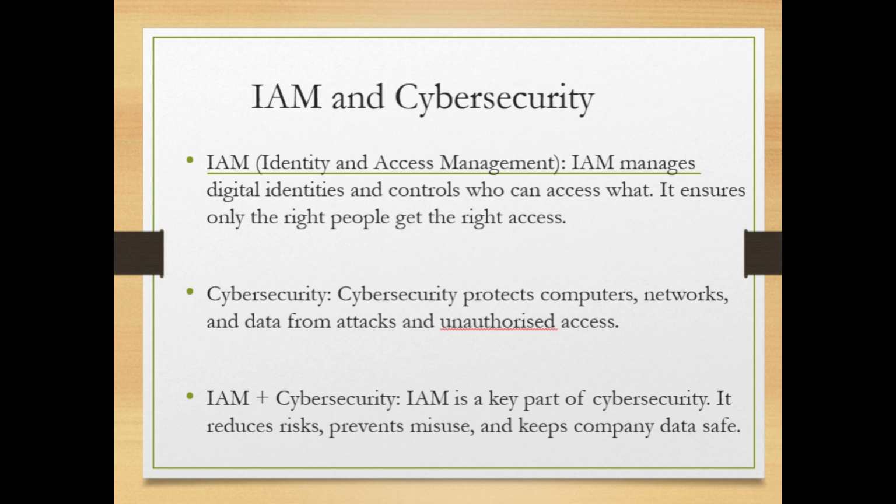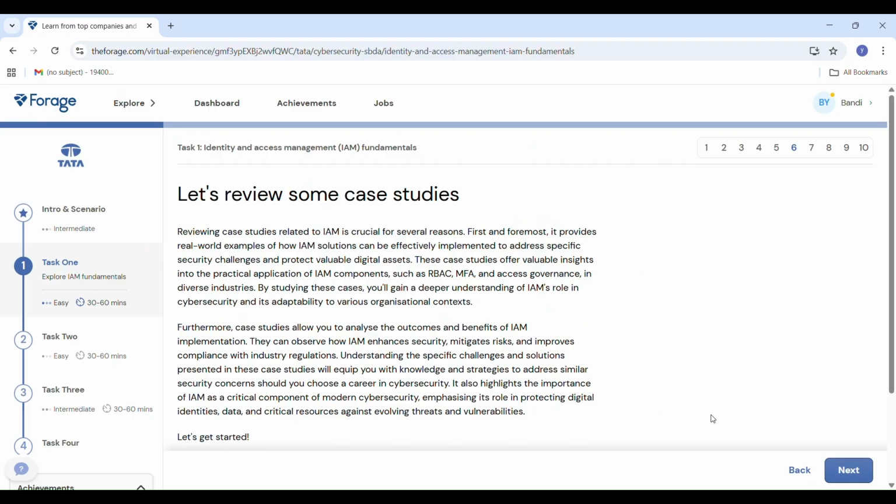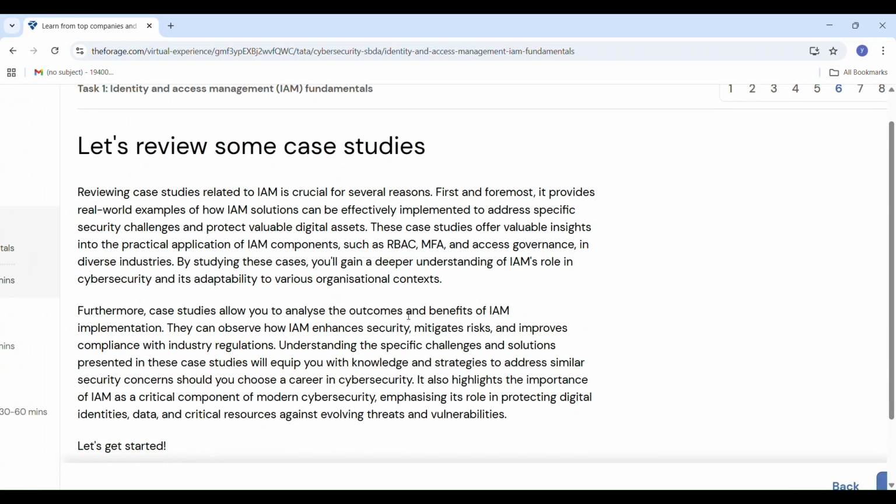IAM is a very important part of cybersecurity because it makes sure only the right people get the right access. IAM is a key point in cybersecurity. With IAM, we can control who can access information and what level of access they should have. This is why IAM technology is very important for security. And this slide is just an introduction about the importance of case studies, not an actual case study. We can skip this slide and we will see what a case study is.